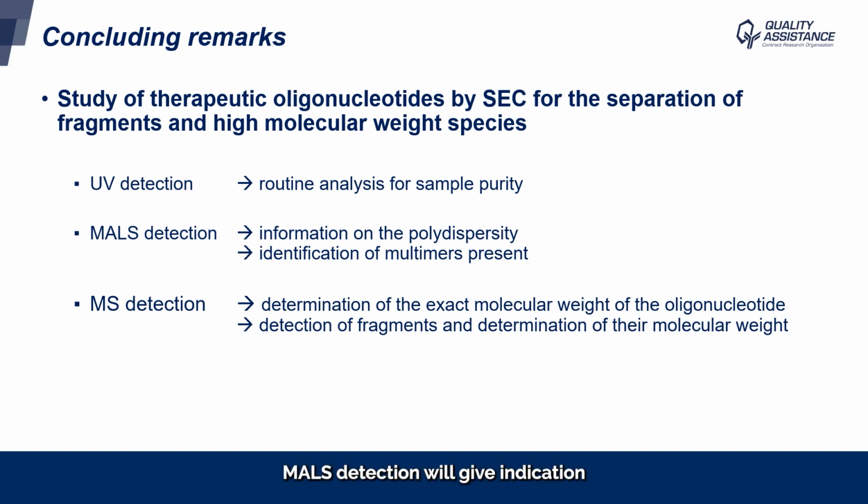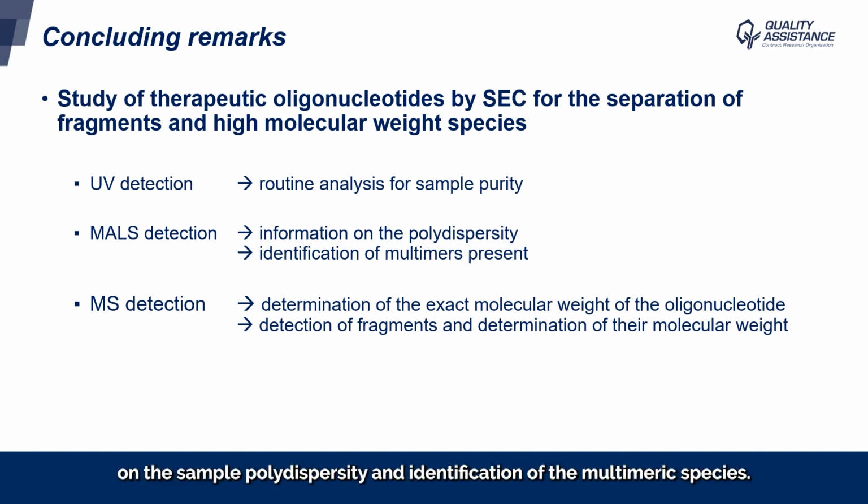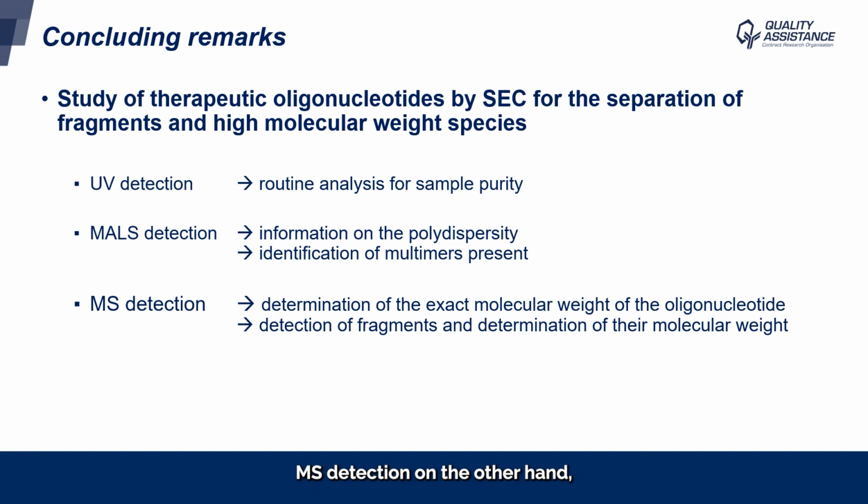MALS detection will give indication on the sample polydispersity and identification of the multimeric species. MS detection, on the other hand, besides exact molecular weight of the oligonucleotide of interest, gives information on the fragment and the molecular weight of the detected fragments.